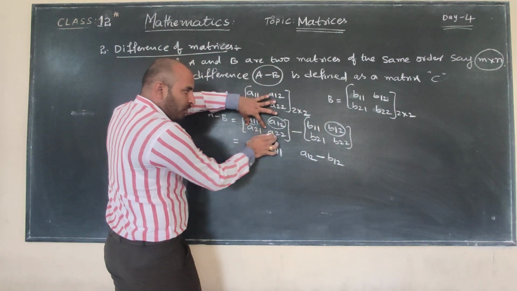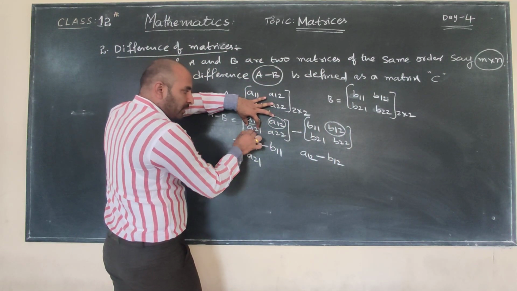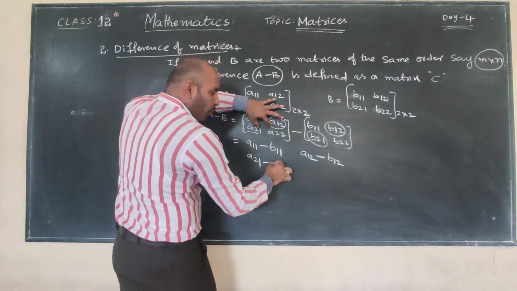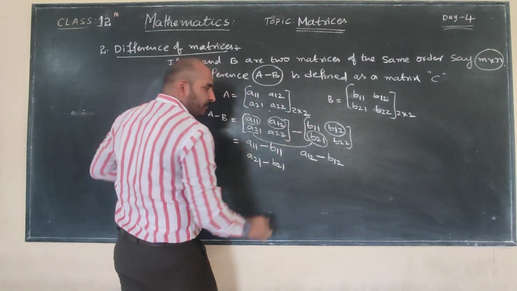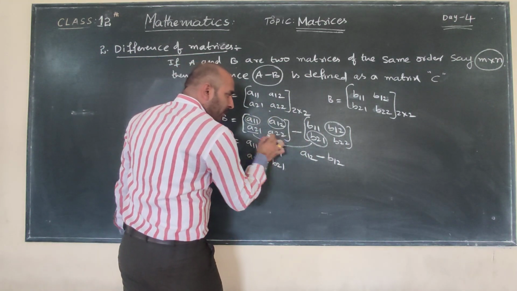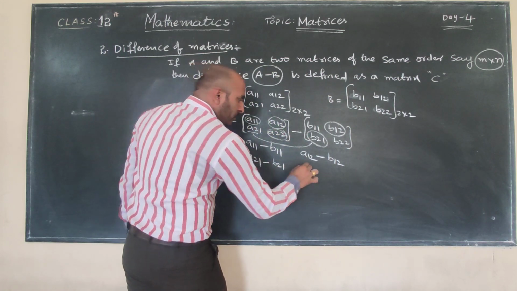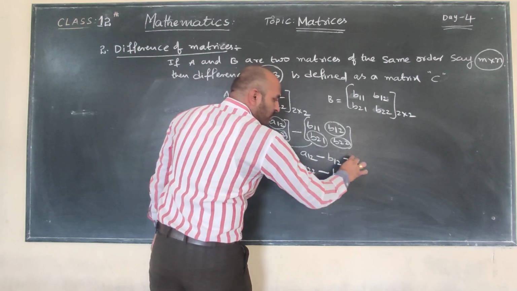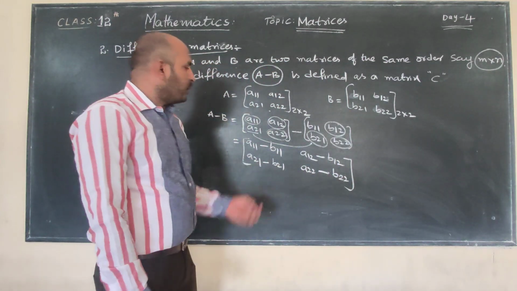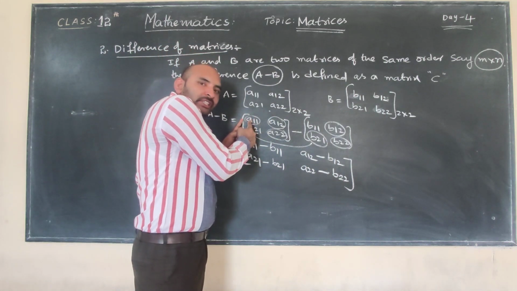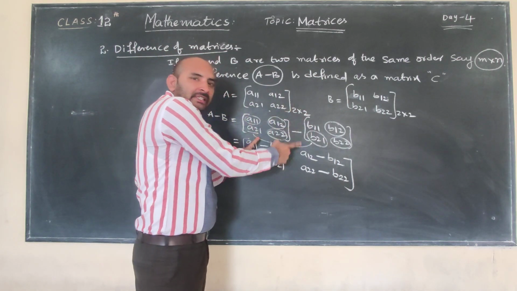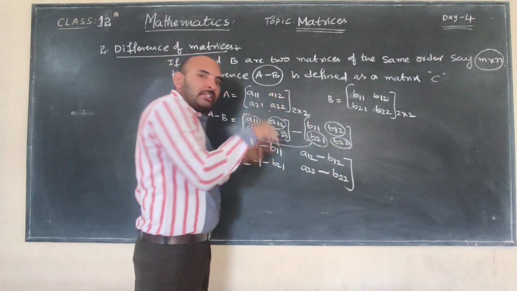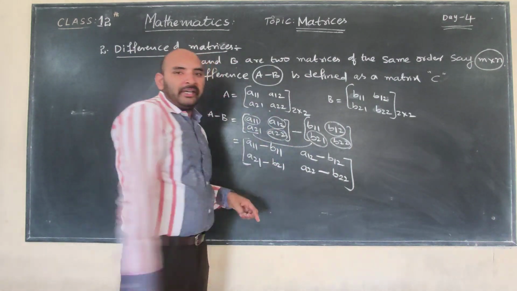Next, coming to the second row, first element A21 minus the second matrix's second row, first element. So corresponding positions: A21 minus B21. Next, second row, second element A22 minus the second matrix's second row, second element B22. So what you observe is that corresponding positions must be subtracted in the difference of two matrices, while in addition, corresponding positions must be added.